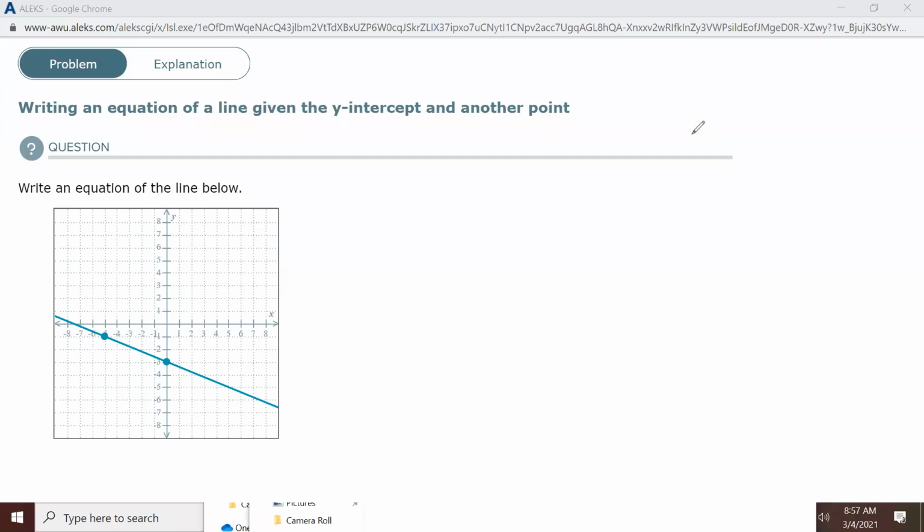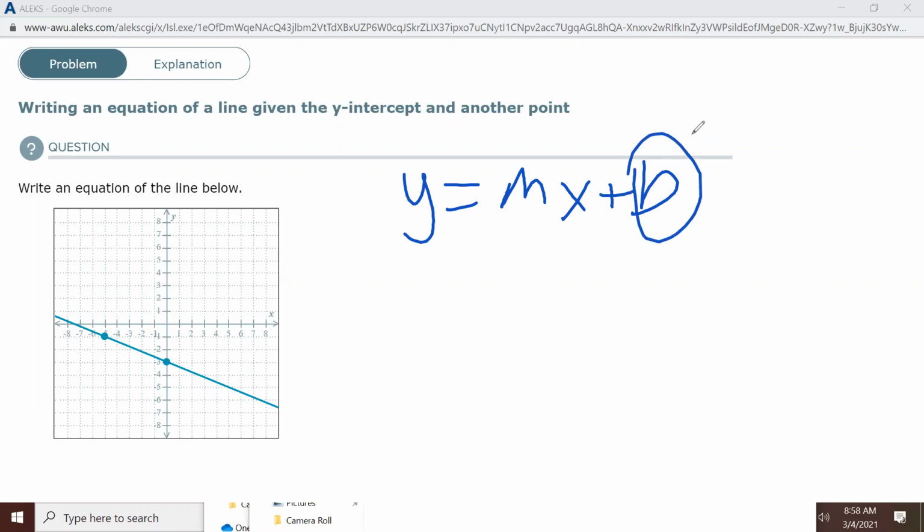Let's find the equation of the line. All lines can be written in the form y equals mx plus b. So we must know the y-intercept, which is -3. And then we need to know the slope, which would be found in this way.